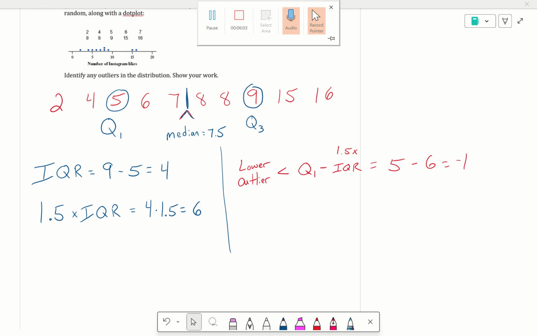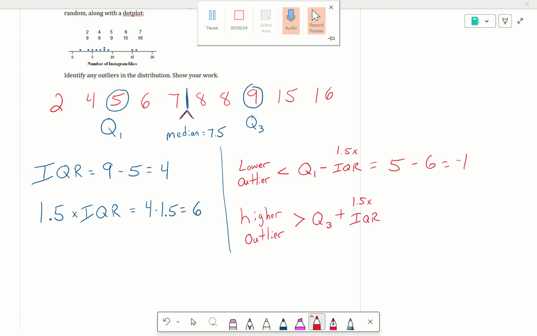If you want to see another example similar to this in your book on page 67, toward the bottom there, identifying outliers, you'll see another example where we do get negative values for the limitation for our lower outliers.